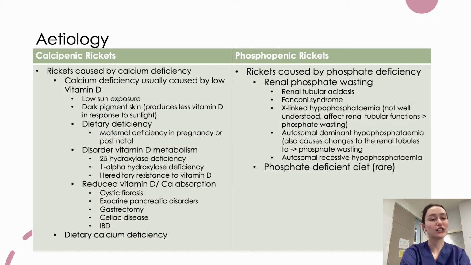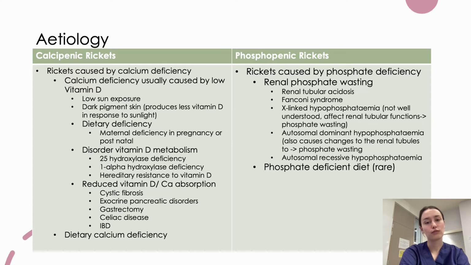The etiology. Initially I thought it was just about vitamin D deficiency, but it is a lot more complicated than that. You can have calcipenic rickets or phosphopenic rickets, depending on which is the primary deficiency. Calcipenic rickets is, as you can imagine, caused by deficiency in calcium, but the most common cause of that is issues with vitamin D. That can be low sun exposure, having dark pigmented skin, dietary deficiency, so maternal deficiency leading to the child having a deficiency through breastfeeding or during pregnancy, and then disorders of vitamin D metabolism, so inherited enzyme deficiencies and other conditions. You can also have reduced absorption of vitamin D or calcium, such as cystic fibrosis, pancreatic conditions, gastrectomies. And then you can have dietary calcium deficiencies, but that's a less common cause.